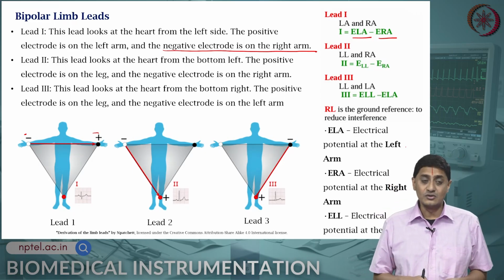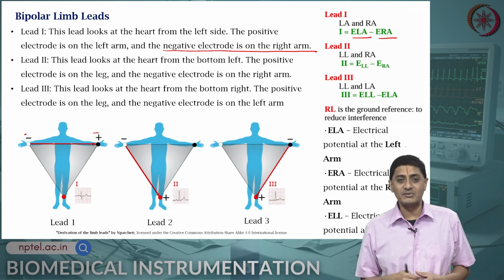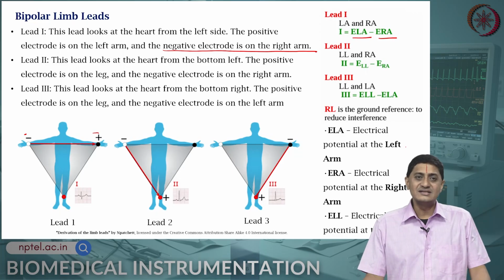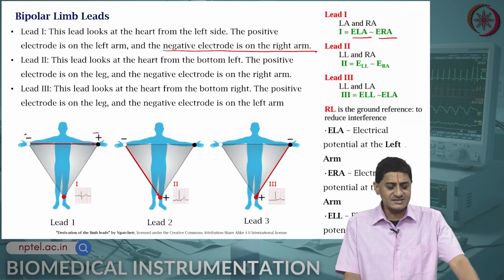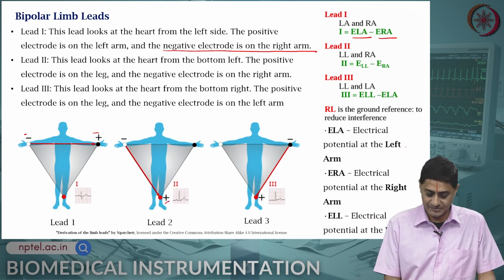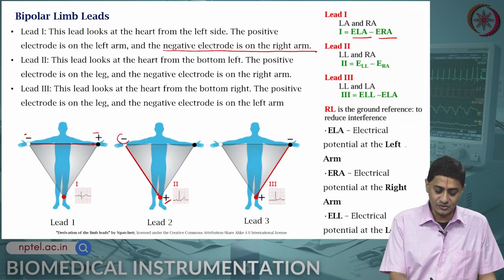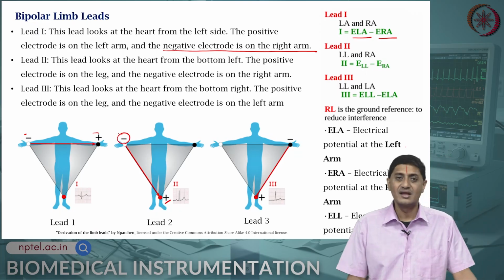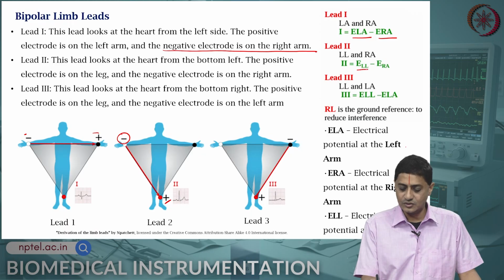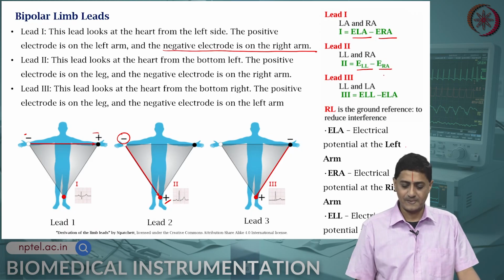Lead 2 looks at the heart from the bottom left. In this case, the positive electrode is on the leg, on the left foot, and the negative electrode is on the right arm. So, lead 2 is the potential on the left leg minus the potential on the right arm.